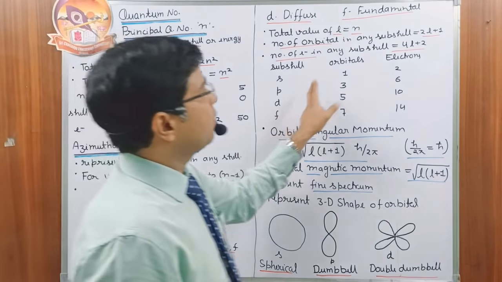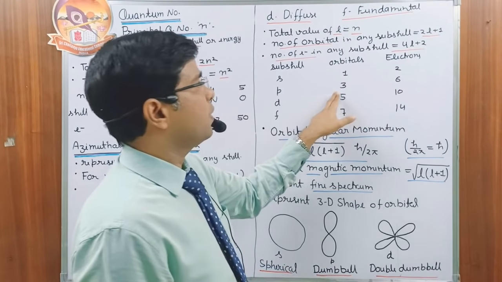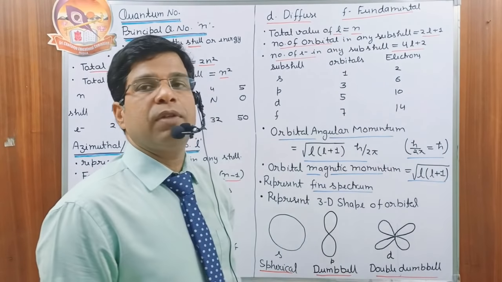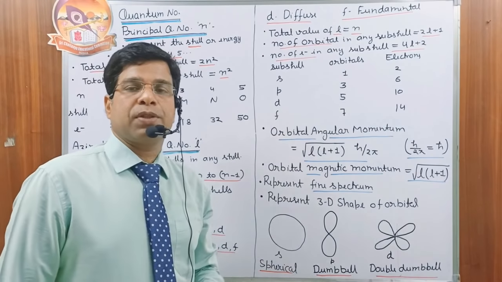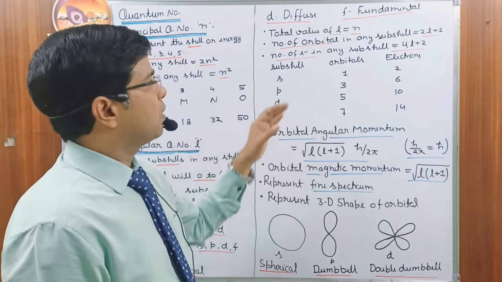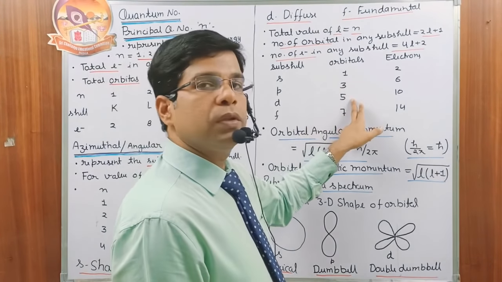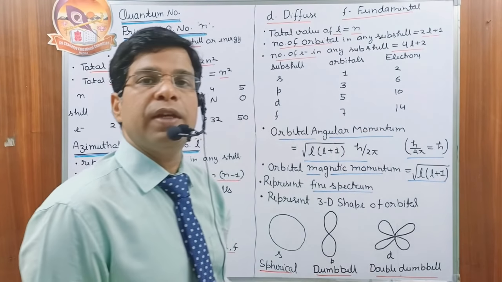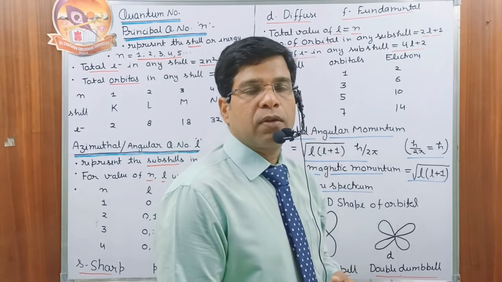If we have the p subshell, the value of l is equal to 1. If we put l equal to 1 in this equation, how many orbitals do we have? 2 plus 1, 3 orbitals, and in 3 orbitals we have a maximum of 6 electrons. Then for the d subshell, the value of l is 2. Then 2 into 2 is 4, 4 plus 1 is 5. We have 5 orbitals, and 5 orbitals occupy a maximum of 10 electrons.